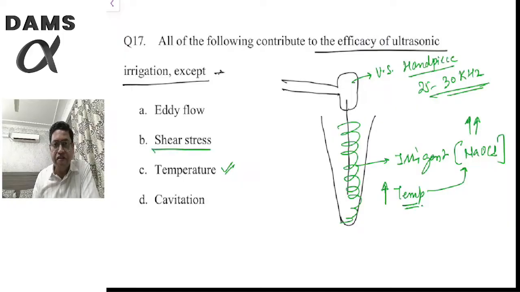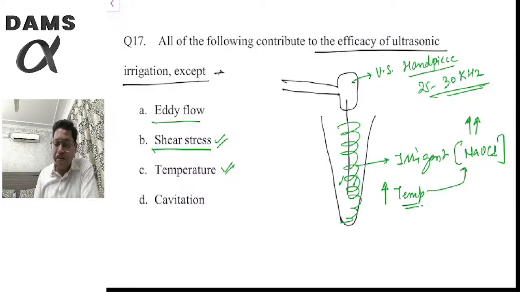Shear stress. We know that the file is suspended in an irrigant, that is sodium hypochlorite. This irrigant has a surface tension. Whenever it vibrates, there would be generation of tangential stress because of surface tension. So shear stress also contributes to the efficacy.